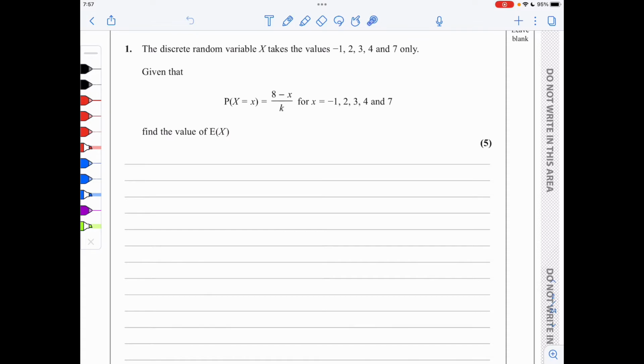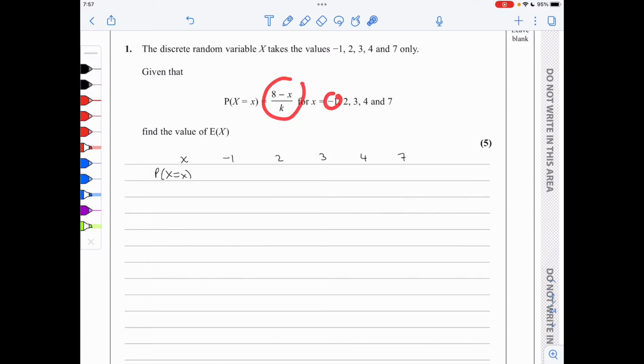In question 1, we are told that the discrete random variable x takes the values -1, 2, 3, 4, and 7 only. We are given the probability distribution here, and we need to find the expectation of x. It makes sense to start by drawing up a table with the possible values of x. So it's -1, 2, 3, 4, and 7, and the associated probabilities according to the function given here.